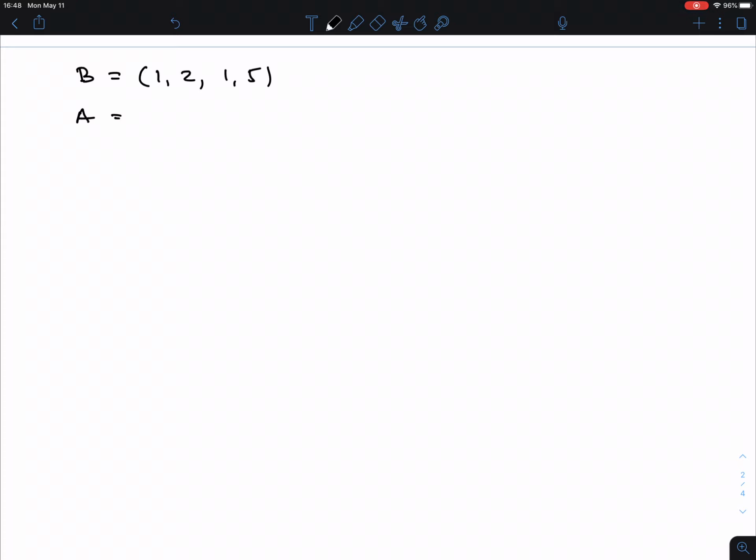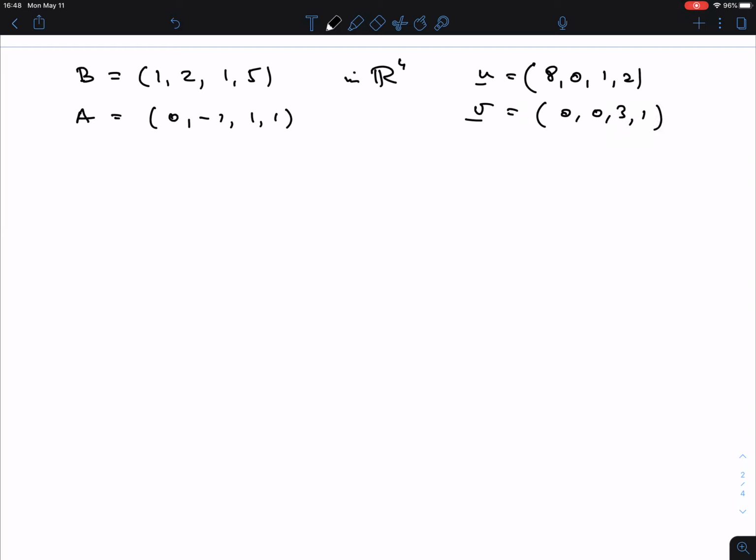So for instance, a question here: we have 2 points in R4, B is (1, 2, 1, 5), and A is the point (0, -1, 1, 1). So this is in 4-dimensional space, okay? And moreover, I have 2 vectors. U is the vector, again, I'm going to write the vectors this way, (8, 0, 1, 2), and V is the vector (0, 0, 3, 1). It's a lot of information, but I want you to make sure that you know how to combine things.